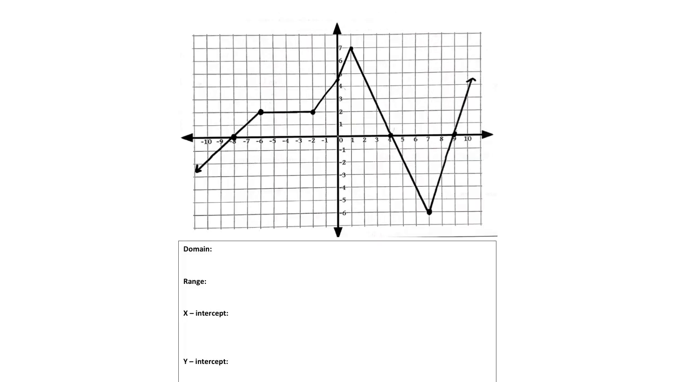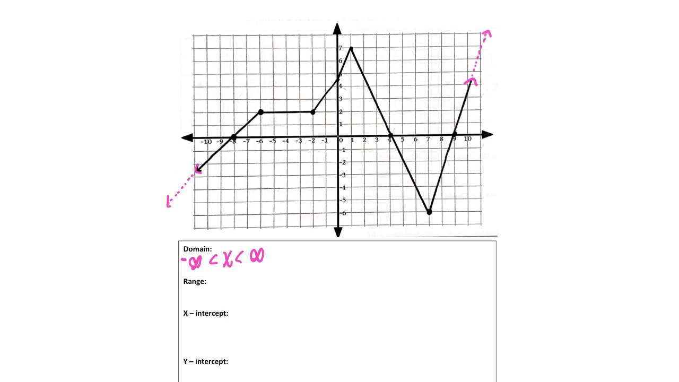For the domain of this graph, you should have looked at the x-axis to determine what your x values are stuck in between. You'll notice that we have an arrow on the left and an arrow on the right. The arrow on the left is reminding us that the graph goes forever left and forever down. The arrow on the right is reminding us that it goes forever up and forever right. So in terms of left and right, it's going forever to the left, that's negative infinity, and forever to the right, that's positive infinity.